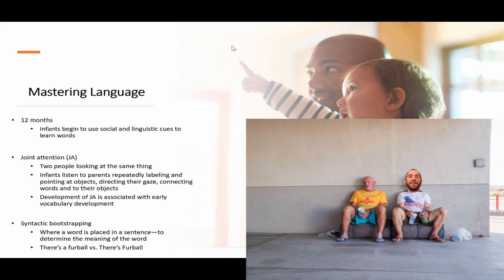This practice is associated, quite straightforwardly, with early vocabulary development, because you're identifying objects and applying vocabulary terms to them. You're labeling it for the child. And then our final point is that where a word is placed in a sentence determines the meaning of the word. So there's a furball on the floor versus there's Furball, presumably a cat or a dog. Children around 12 months of age are able to make this distinction.